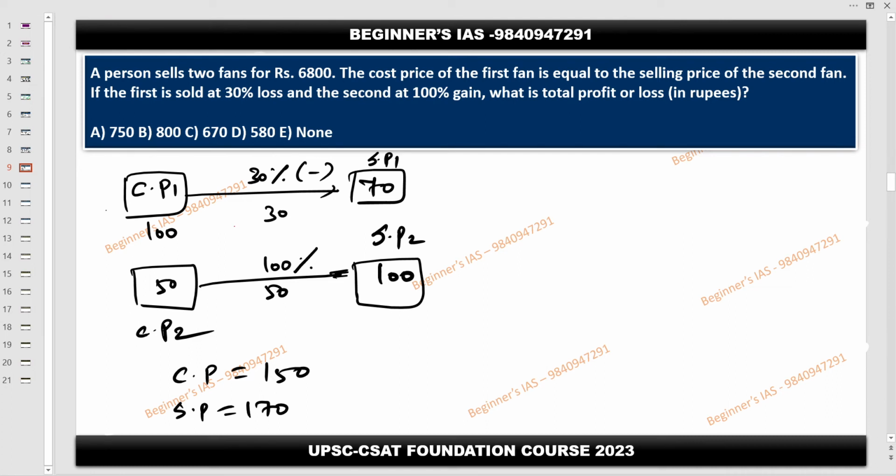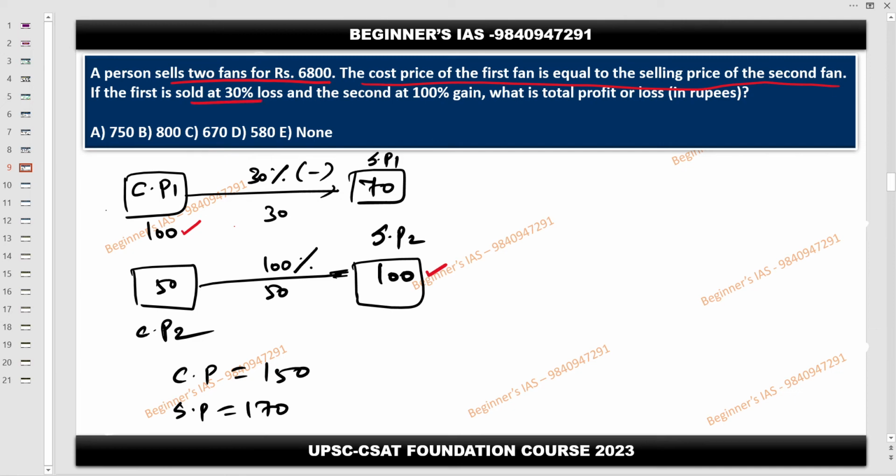First of all, a person sells 2 fans for rupees. Then the cost price of the first fan is equal to the selling price of the second. Since you don't know the cost price, consider that as 100. If the cost price of the first one is 100, that is going to be the selling price of the second one. Therefore, here 100, here 100. Understood?